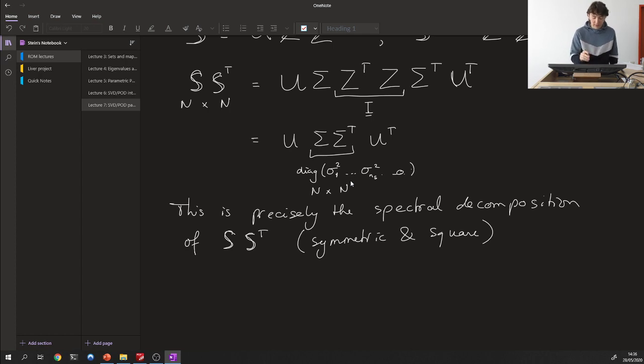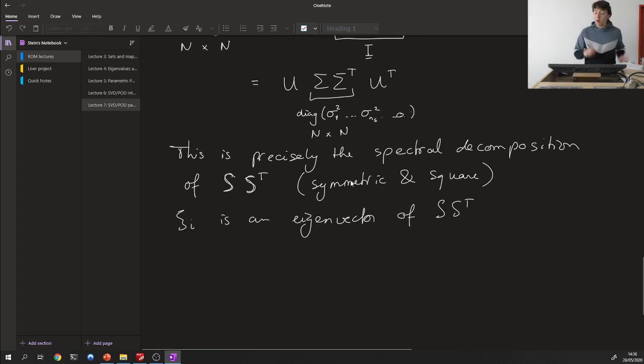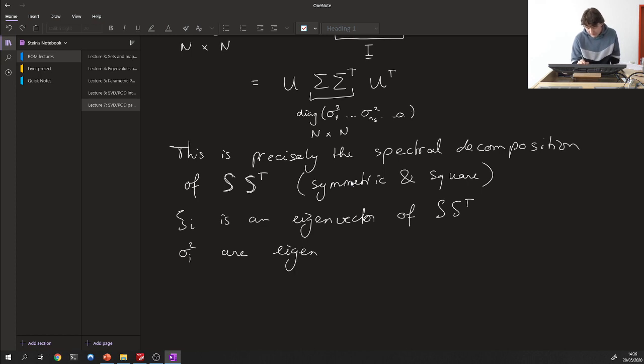So the conclusion from that is that each of the vectors in U is actually an eigenvector of that matrix. So each of the psi i's is an eigenvector of S S^T. Well, more than that, we also know now that each of the sigma_i squares, right, there's a square in there, those are the eigenvalues of S S transpose.